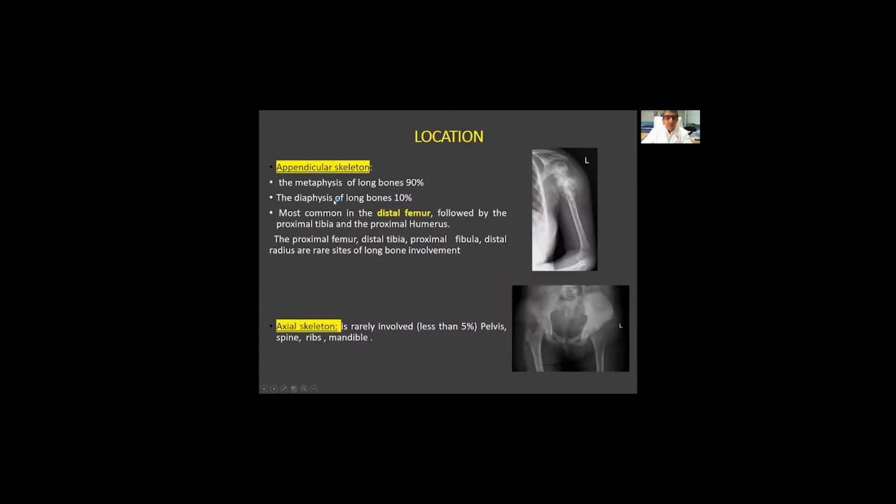It predilects the long bones and very rarely involves the axial skeleton. In the long bones, it has a predilection for the metaphysis in 90% of the patients and diaphysis in 10%. The most common metaphysis involved is the metaphysis of the distal femur, followed by that of the proximal tibia and the proximal humerus. The location in the pelvis is very rare and is associated with a very poor prognosis and can be seen in less than 5% of the patients.